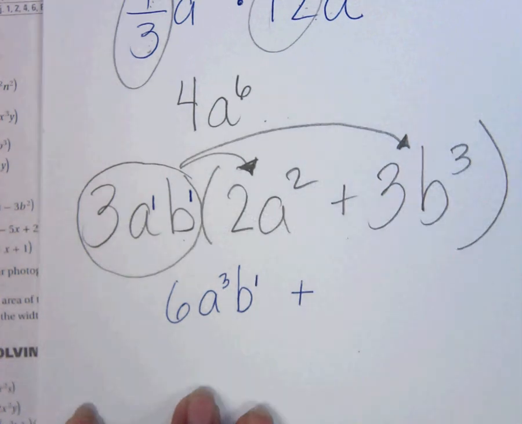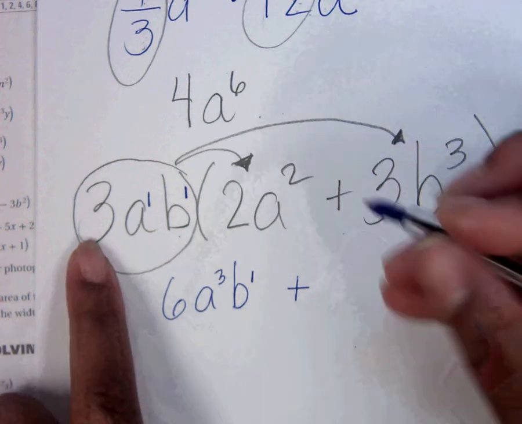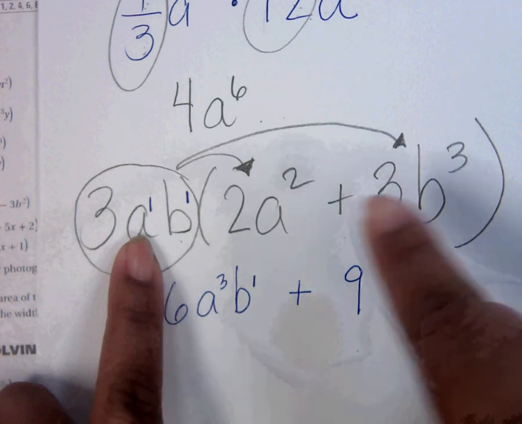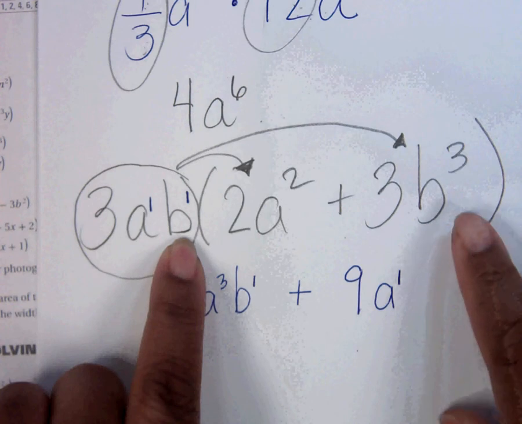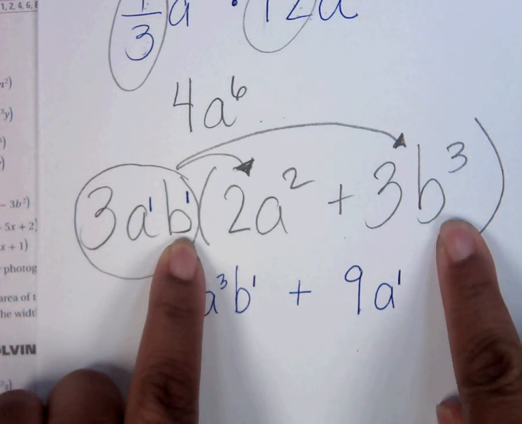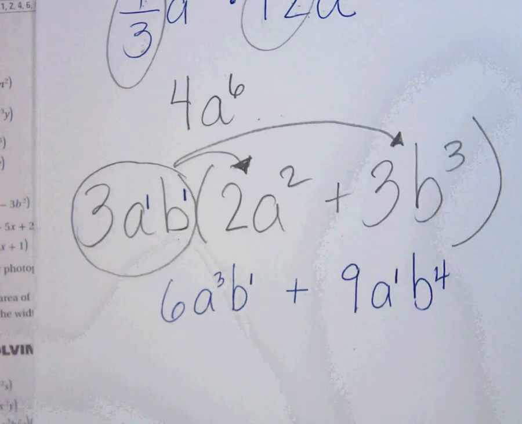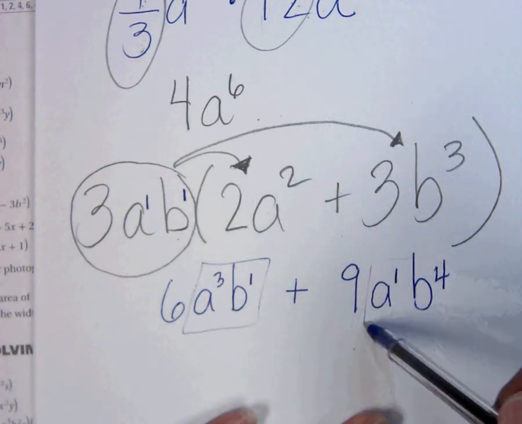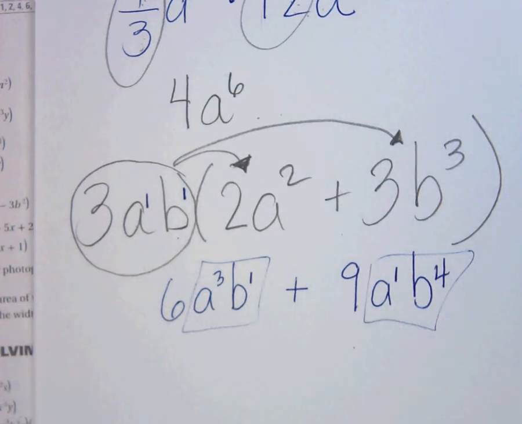Bring down our plus. Now we do this monomial to the second term. So 3 times 3 is 9. Okay. A times, there's no a, so we just bring down a to the first. B to the first times b to the third. Add the exponents, that is b to the fourth. You cannot add that any further. That is the final answer. How do I know that? This does not match this, so they are not like terms. So this is just the final answer.